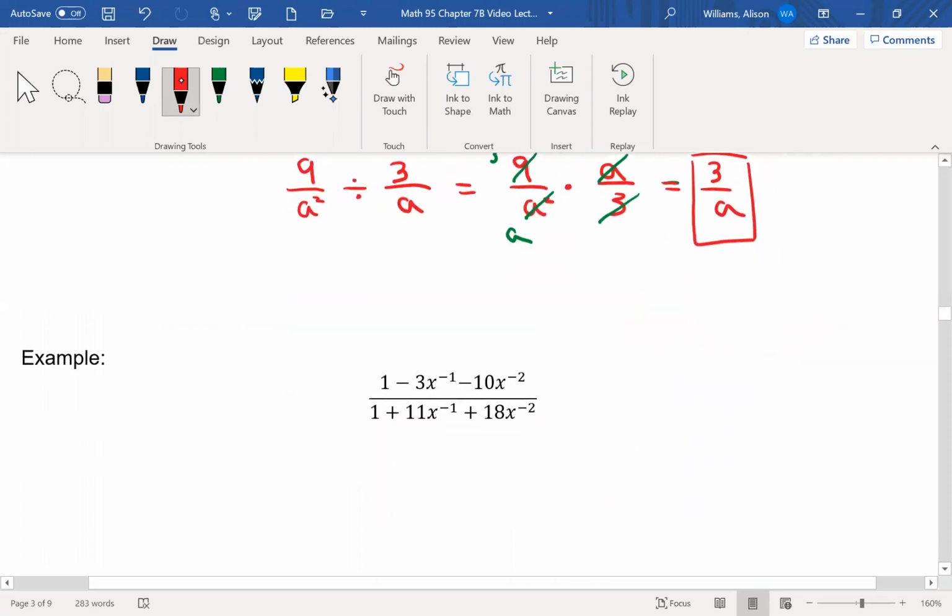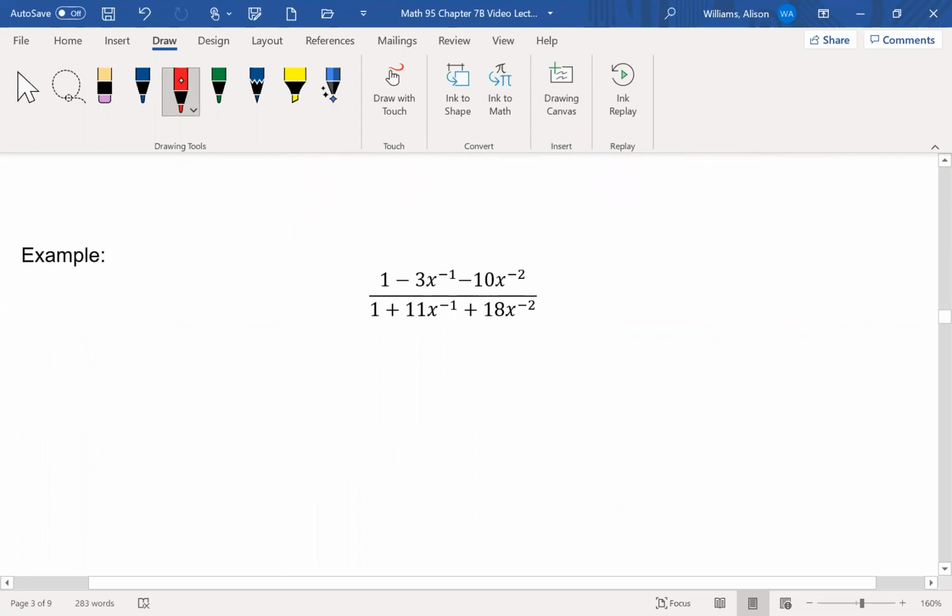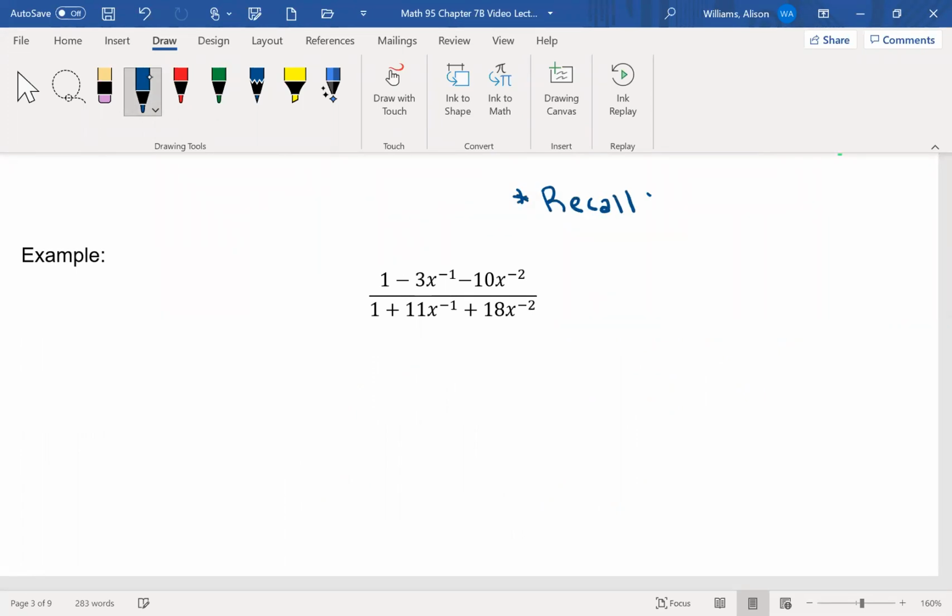Okay, now this one, they're being a little tricky by writing it with negative exponents. And you might recall, it's probably been a while since you've seen this, but a negative exponent is secretly a fraction. So if you have x to the negative a, that's really 1 over x to the a. So that's the exponent rule.